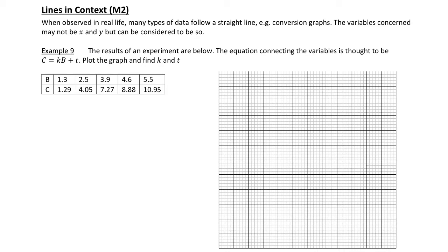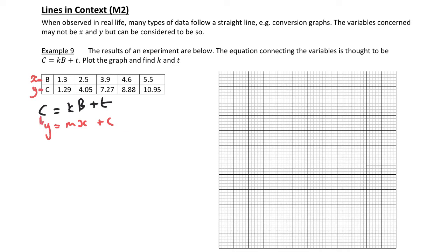So if we consider the equation c equals kb plus t, that's going to be similar to our general equation of a straight line, which is y equals mx plus c. So normally whenever we're looking at a set of values, we'd be considering them to be x and y. So we can see that x is equivalent to b and y is equivalent to c, which matches up with our equation.